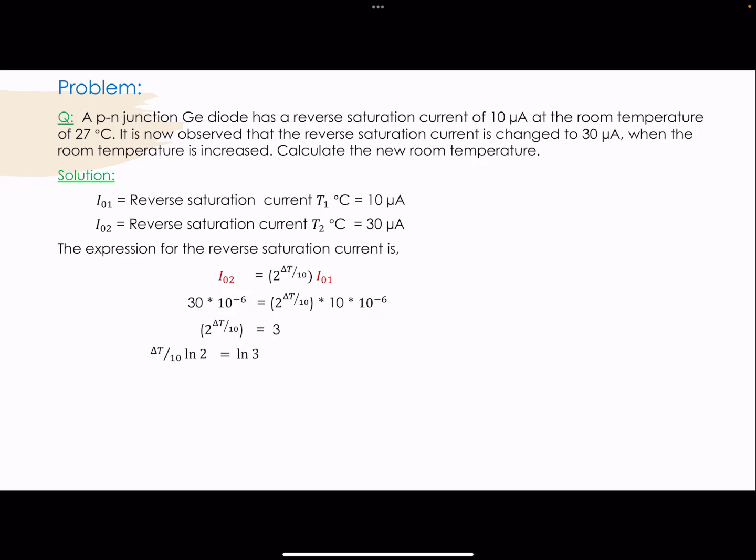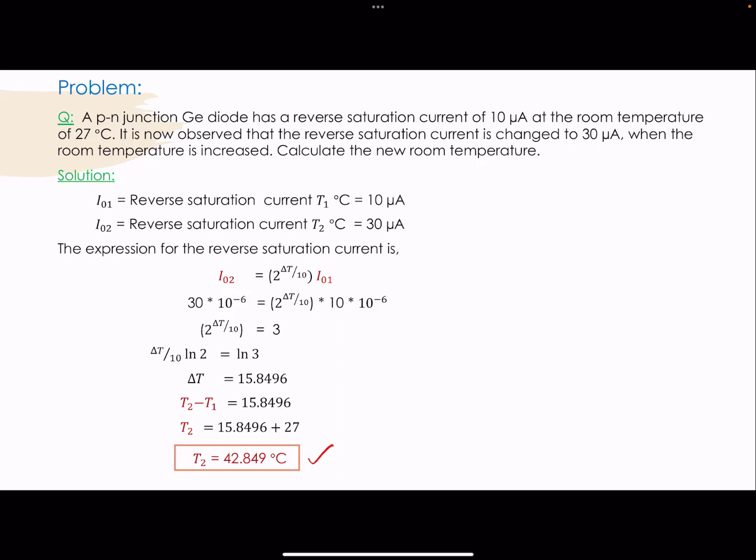Now taking log on both sides, we get delta T by 10 into log of 2 is equal to log of 3, by which we get delta T is equal to 15.8496. Now as we know that delta T is equal to T2 minus T1, that is equal to 15.8496. Now by substituting T1, which is 27 degrees centigrade, we get T2 is equal to 15.8496 plus 27. So finally we get the new value of the room temperature as T2 is equal to 42.849 degrees centigrade.